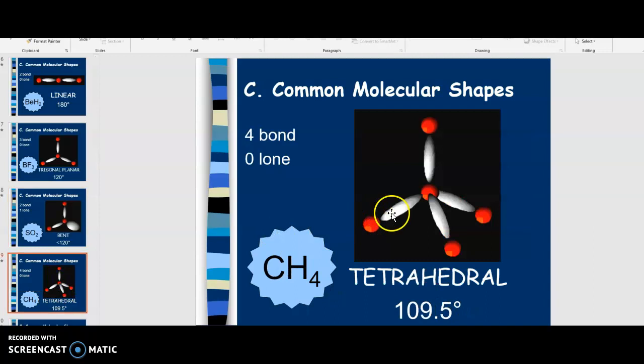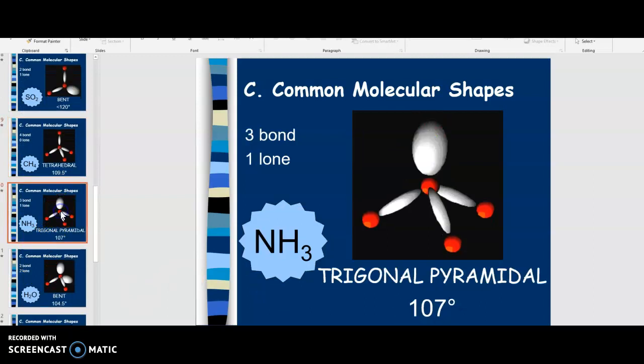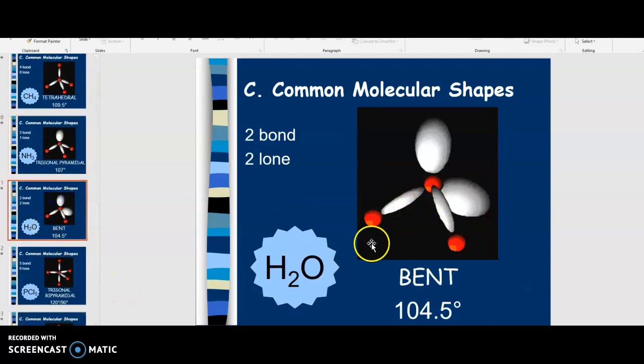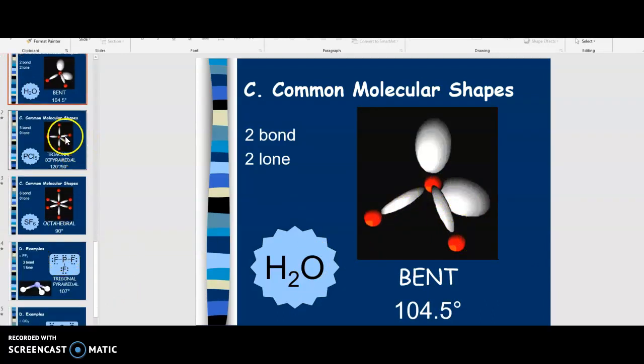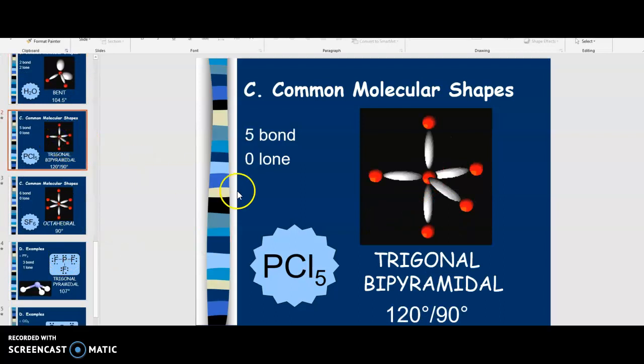Now, methane is the name of this molecule. It's going to have a tetrahedral shape, and then ammonia has 3 bonds and 1 lone pair. It's got a trigonal pyramid shape. Water is a bent molecule. And then we have some more exotic shapes here, the trigonal bipyramid, trigonal because it has 3 in the equatorial position and then 2 in the axial position. So this thing looks sort of like a space station where it would spin around.